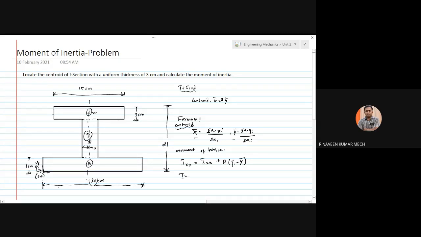Similarly, capital Iyy is equal to small iyy plus A into xi minus x bar squared. Since we are taking reference with respect to the y axis, we have to calculate the distance in x. That's why for Iyy we are using xi minus x bar, and for Ixx we are using yi minus y bar. That is the main thing.